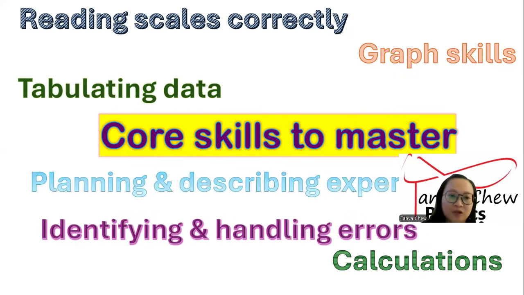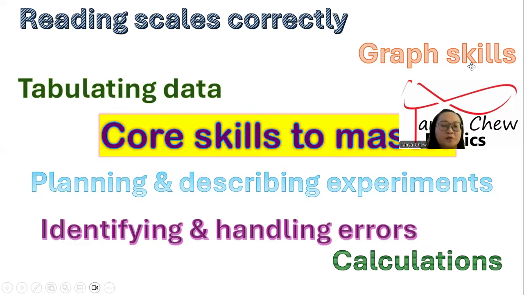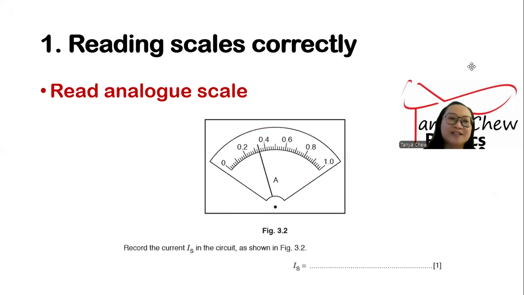The last part is about planning and describing the experiments. This is the most important part in your IGCSE Physics Paper 6, don't you think so? Because it carries 7 marks. How do you gain that 7 marks easily? We are going to discuss that one by one. So let us get started with reading scales correctly.